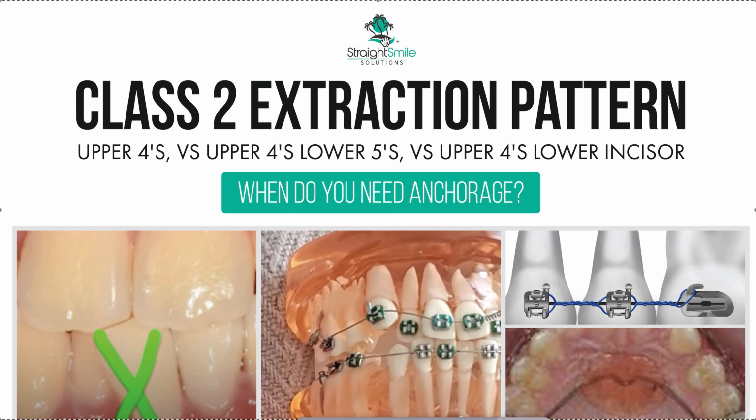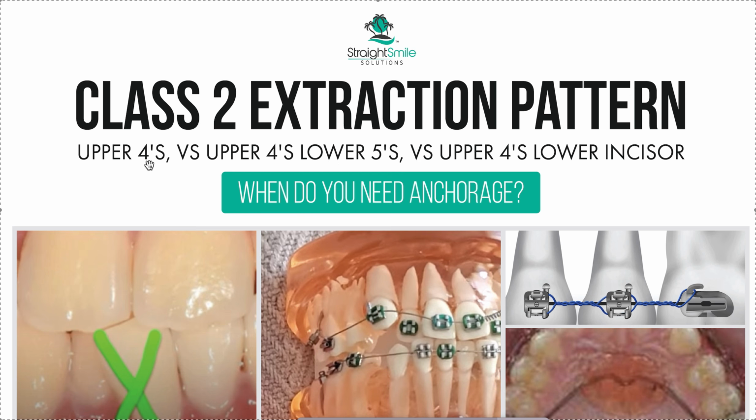Okay. So full step class 2 means that they're going to have an overjet, once you remove crowding and stuff like that, of good 6, 7, 8, 9, 10 millimeters. I mean, big class 2. Obviously, you need to have a Ceph, because a Ceph is going to tell you what you need to do. But a full step class 2 normally is going to be just upper 4's extraction pattern. Okay? Full step class 2.